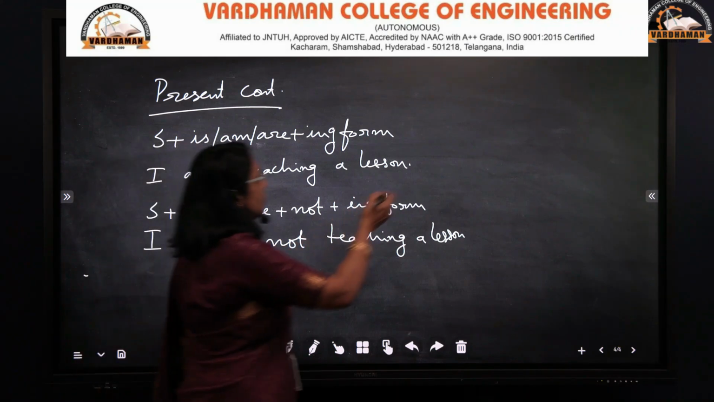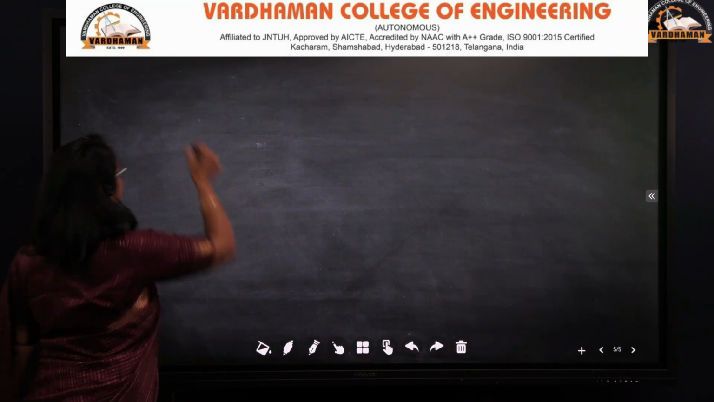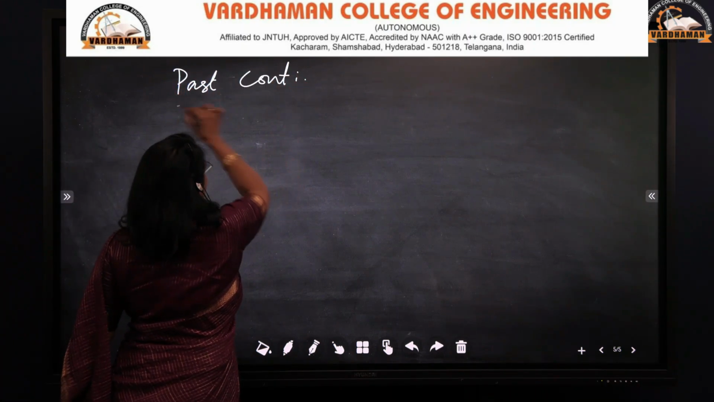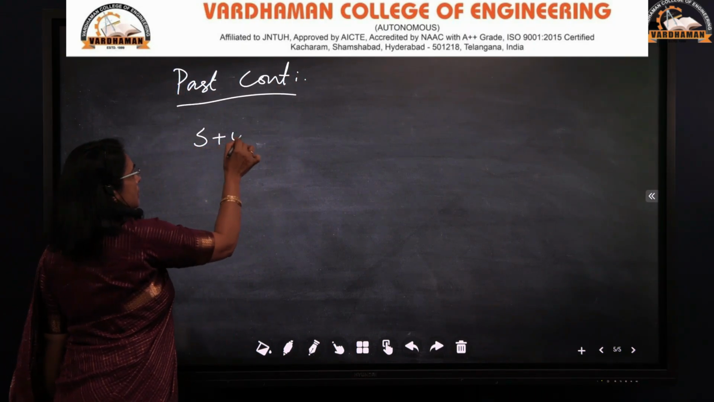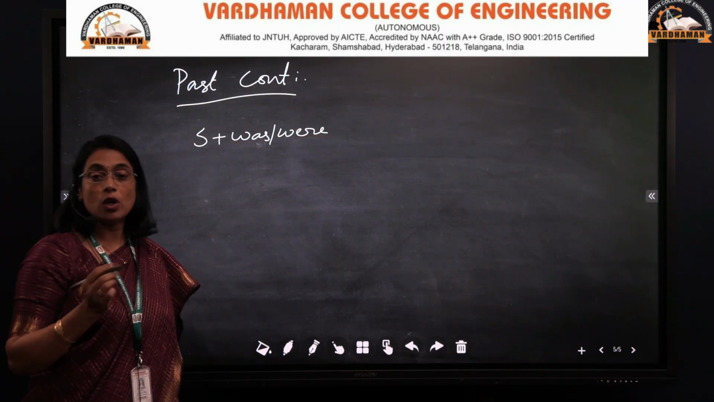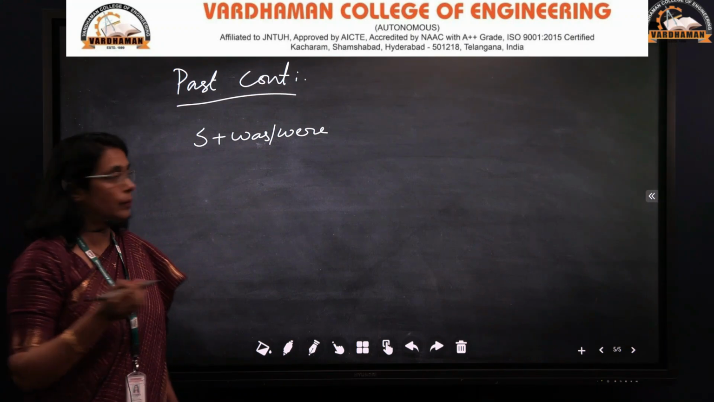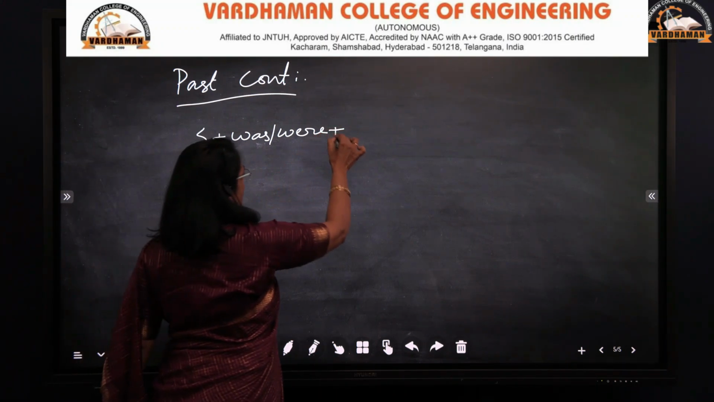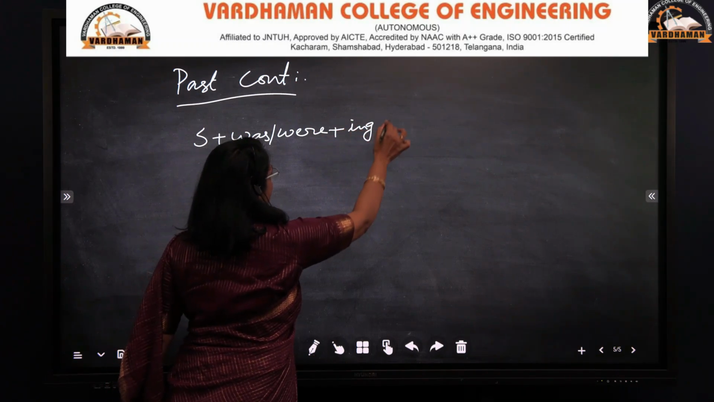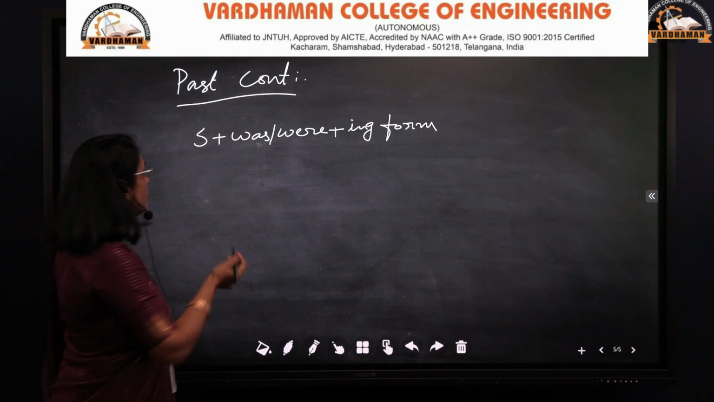And the next one is past continuous. Let's go for past continuous because both are a bit similar. Subject plus was or were. Here the helping verbs are was or were. For singulars we use was, plurals we use were. And almost it is similar, present continuous and past continuous, was or were plus ing form. There it was is, am, are, here it is was or were.